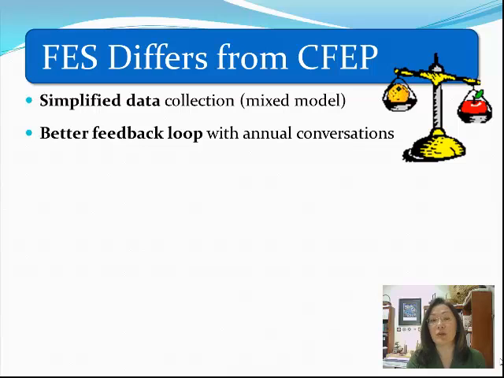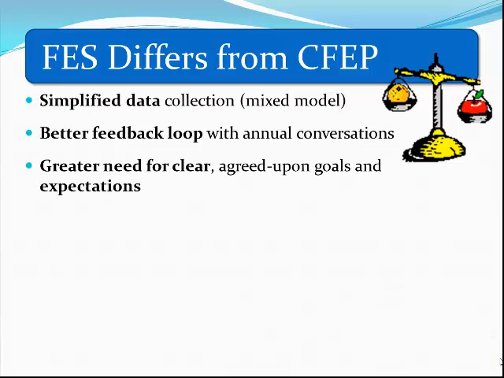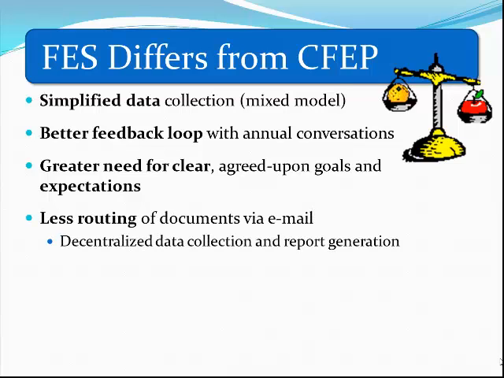The main difference between FES and CFEP is the feedback loop between the faculty member and the chair or department. Ultimately, you will have an annual conversation with your chair consisting of 2 parts. The first part is to review the year's activities and how they aligned with stated goals, and the second part is to set new goals and expectations for the following year. Because there is essentially no routing of documents back and forth, there is a greater need for clarity on what chair and departmental expectations are.